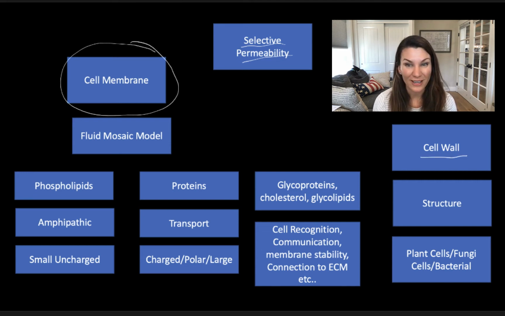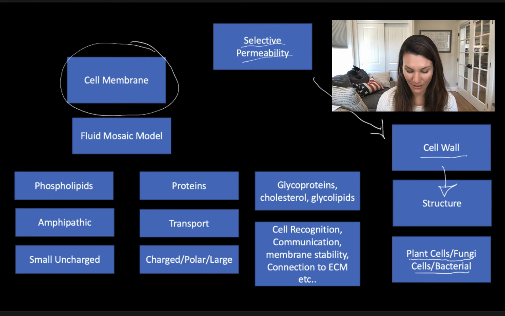Certain organisms are going to have a cell wall, and cell walls serve as structure. Now, they also are selectively permeable, but they give a nice structure to the cells for the organisms that have these. The organisms that have those would be things like plants and fungus and bacteria. Okay. Now, talking about our cell membrane, all cells have a membrane.